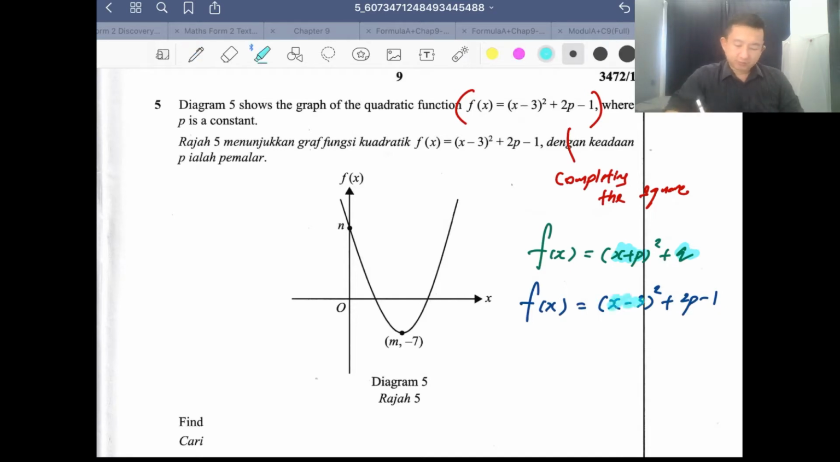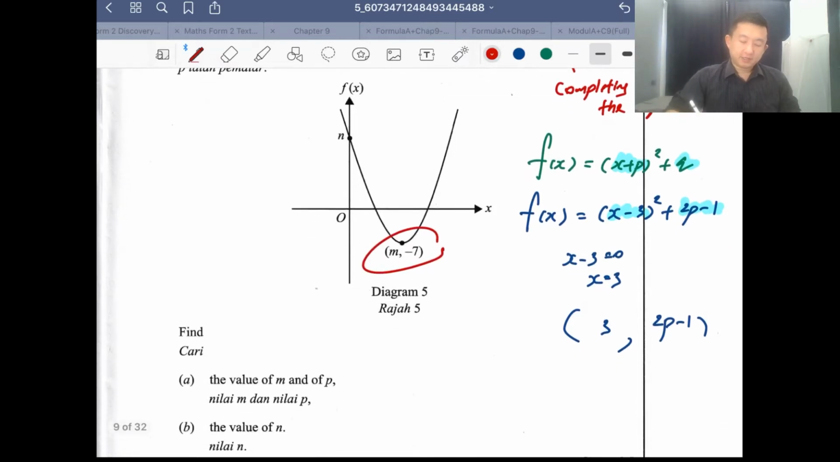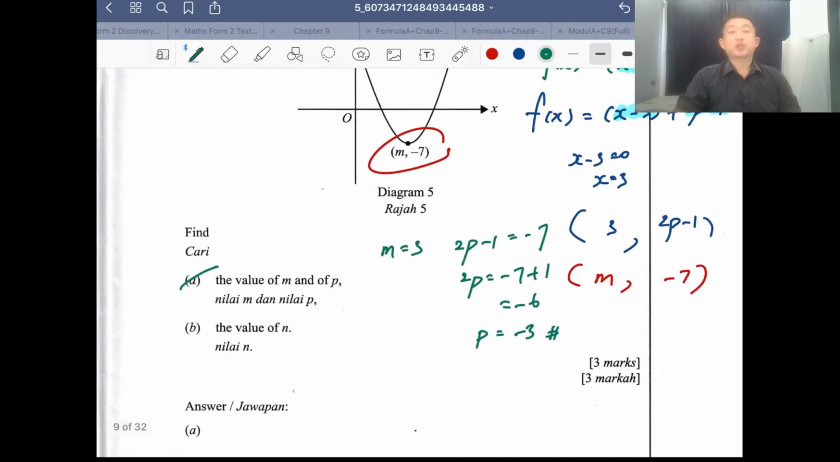To make it 0, x has to be 3. So the x value of the coordinate is 3. This is your y, so 2p minus 1. And when you look at the diagram, you do know about the turning point. It is over here. You can compare with it. So m equals 3. 2p minus 1 equals negative 7. A little bit of calculations. So p equals negative 3.